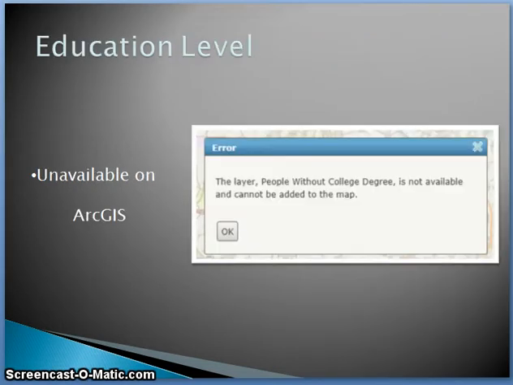The next section I looked at was education level. Unfortunately, the ArcGIS system could not give me that data. That would be pretty helpful, but I would guess that higher education levels go hand in hand with educational attainment. Maybe right, maybe wrong, but again, this data was not available.